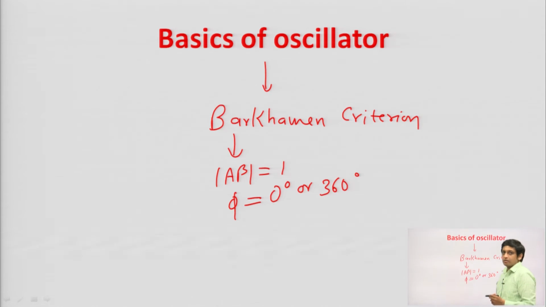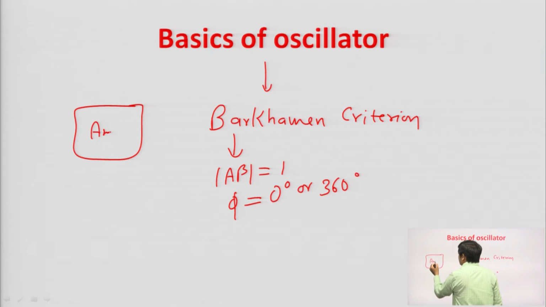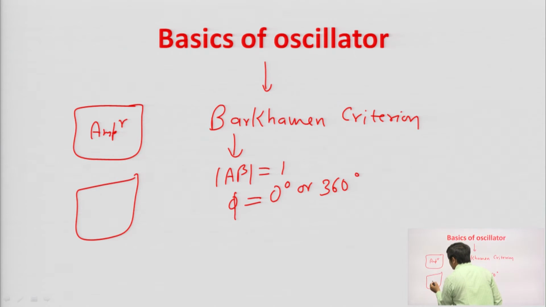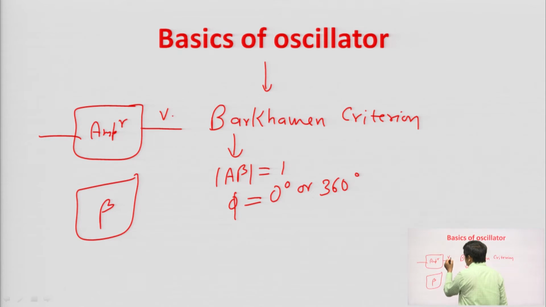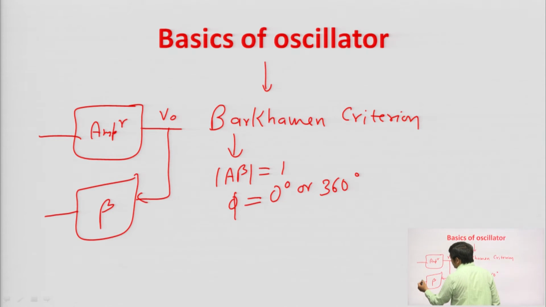So, in any feedback type oscillator, I am not talking about non feedback, I am talking about the feedback type oscillator, obviously the feedback should be positive. There are two important networks, one is your amplifier and another one is your feedback network, that is your beta, fine. So, this is your V naught, the output, it goes to the input through this feedback network, and the output of this feedback network, let us say, is Vf, and it is added to the input signal.